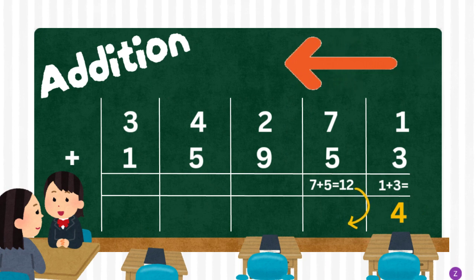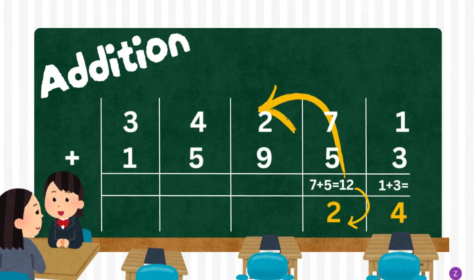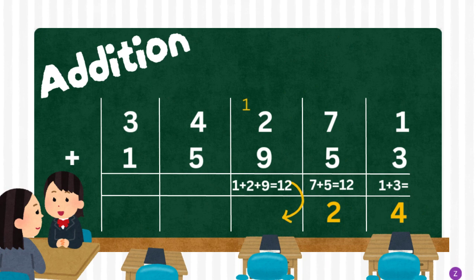Now 7 plus 5 is equal to 12. We only have one space for a number at the answer in the tens place. So when we have 12, you put the 2 at the bottom, and the 1 of the 10 you take to the next column to the top. This now becomes 1 plus 2 plus 9, and that is equal to 12. Again, we put the 2 at the bottom, and the 1 goes to the next column at the top.